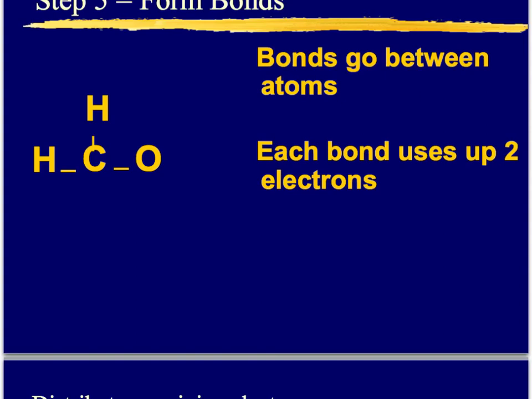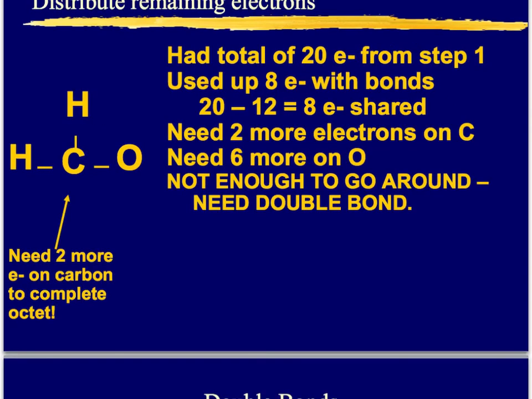So then it says the bonds go between the atoms, so each bond uses up 2 electrons, remember. We needed to have, I believe it was 8, but we only put the bonds in here that we can see. So there's only 6 electrons being used in our bonds, so we're like, hey, what's up with that?